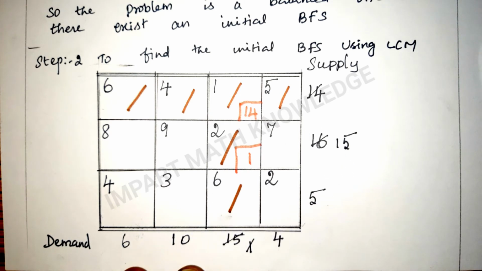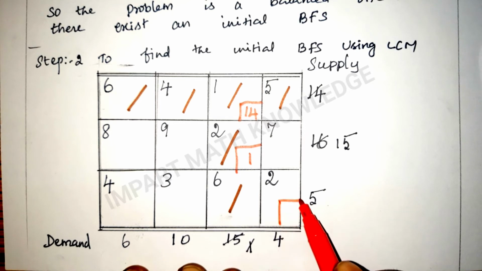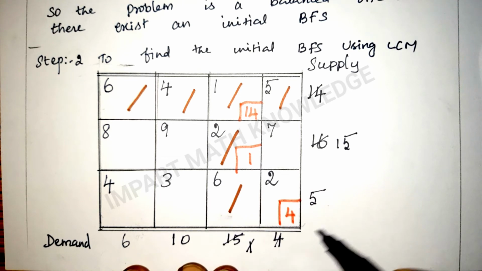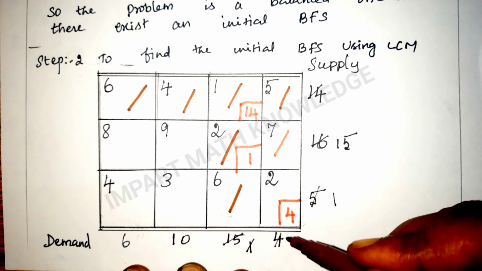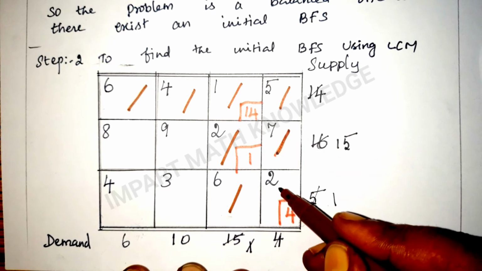In the remaining, the next minimum value is 2. In this cell, I am going to allocate the value. For this cell, supply is 5 and demand is 4. I am allocating 4 here. This is my next cell. I am allocating the value here. Once I allocate the value, I cross out the value and here the remainder is 1. Here demand is satisfied, so I cross out the column.